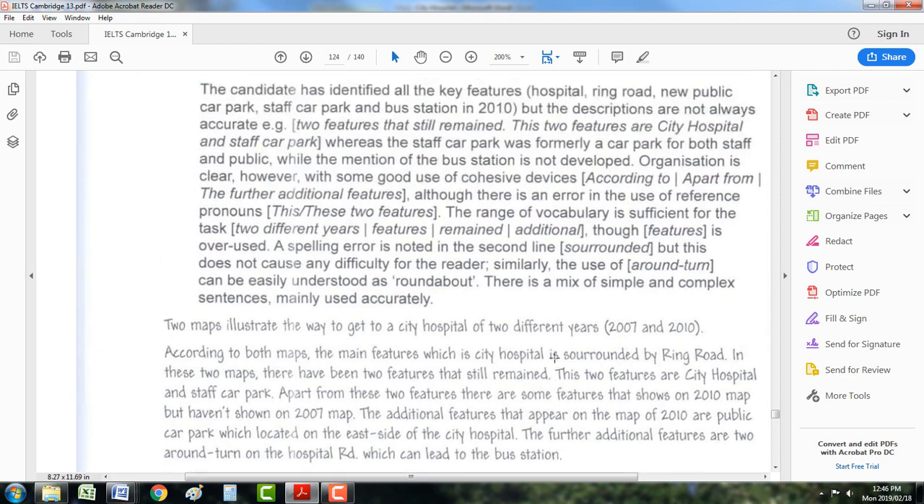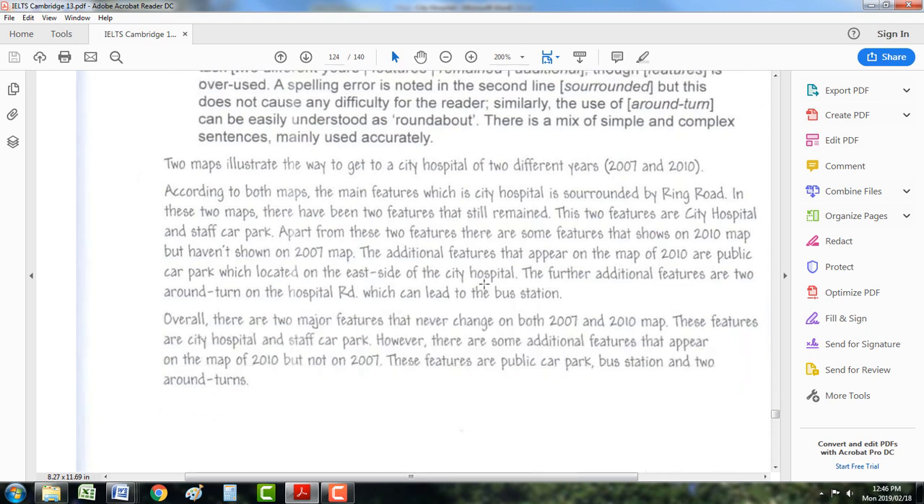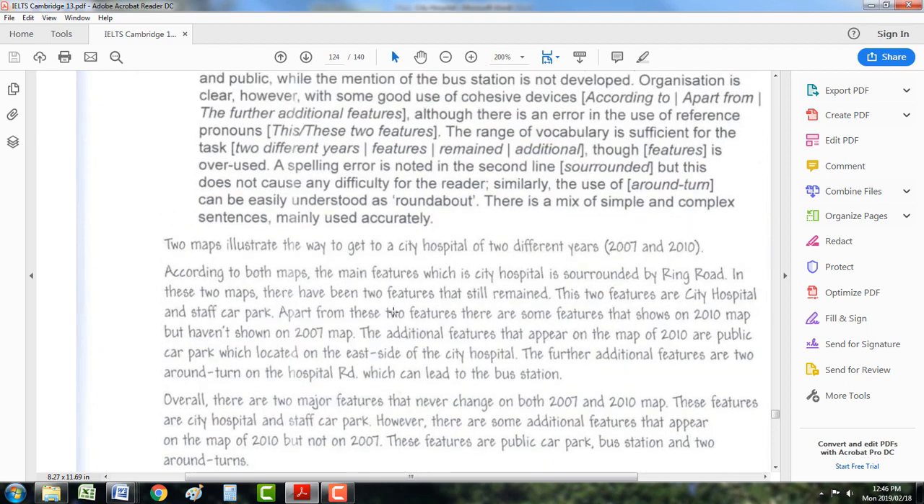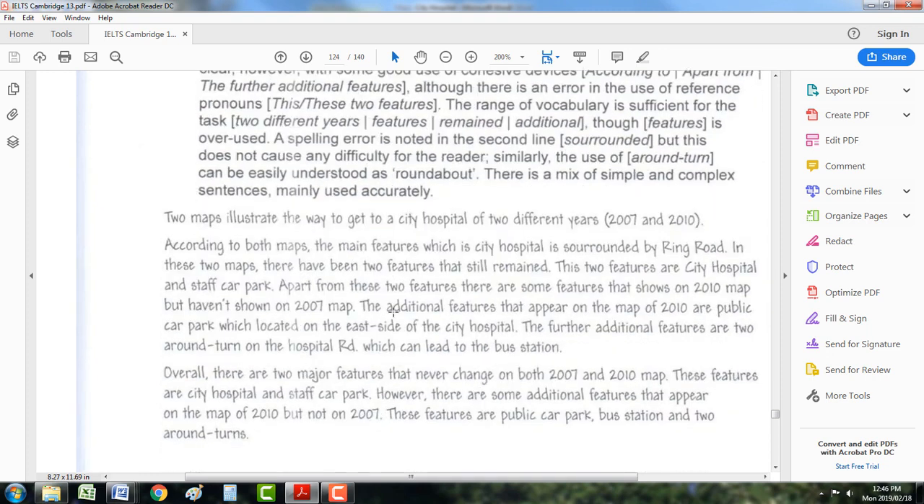So, I think the examiner mentioned that the mention of the bus station is not developed. That's the important information. So, definitely I'm giving this 5 for task response, because the overview isn't there, so an automatic 5, but also he hasn't discussed the important stuff properly. I'll give it 6 for cohesion and coherence, maybe 6.